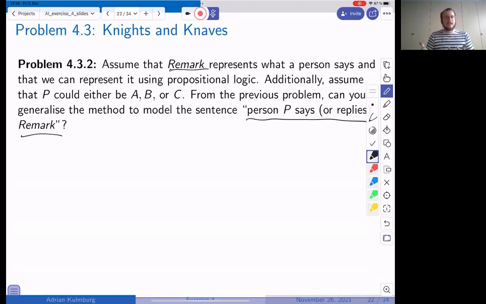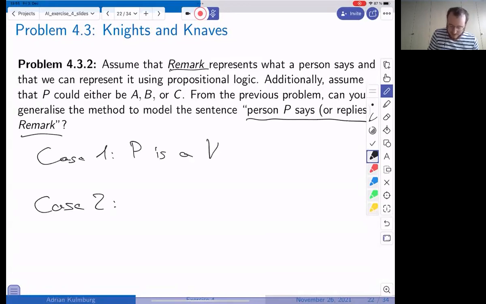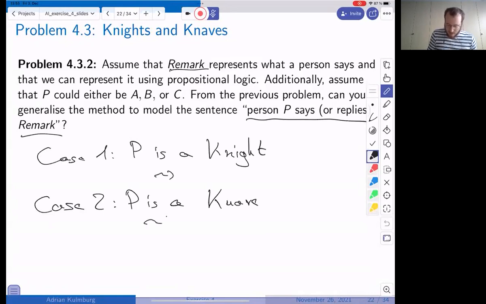So here the idea is still the same, right? I mean, we can use the same arguments that we had before, that we have two cases. Case 1 and case 2. So if P is a knight, and if P is a knave. And again, if P is a knight, well, he always says something that is true, and therefore the remark itself has to be true as well.